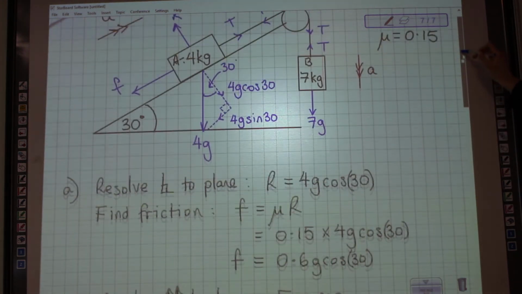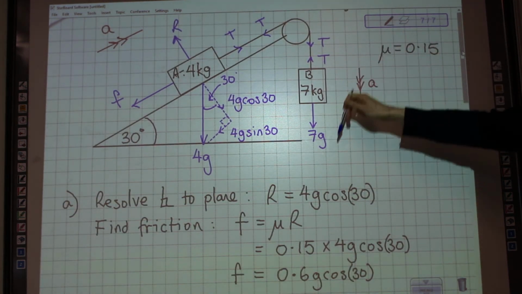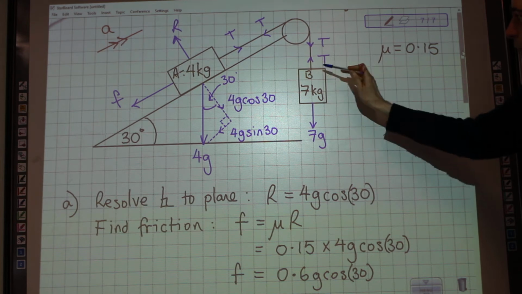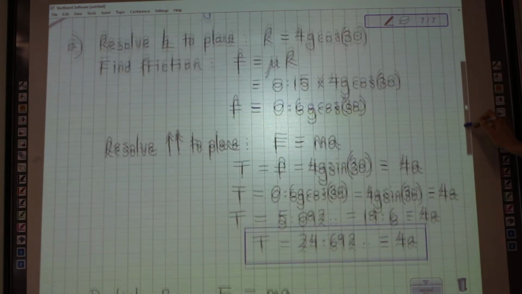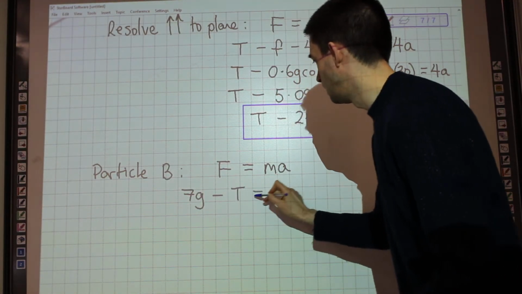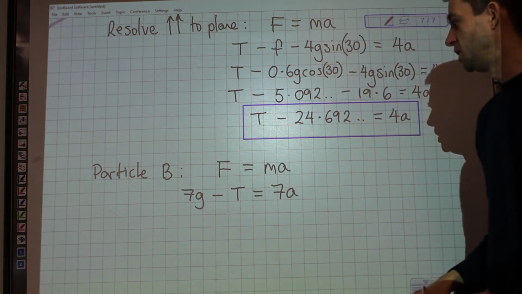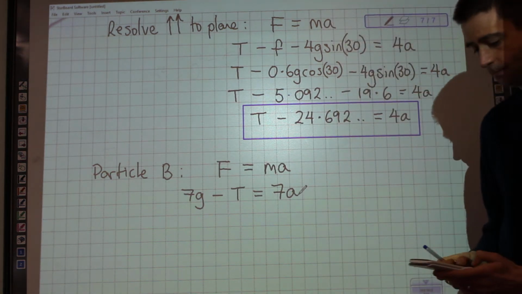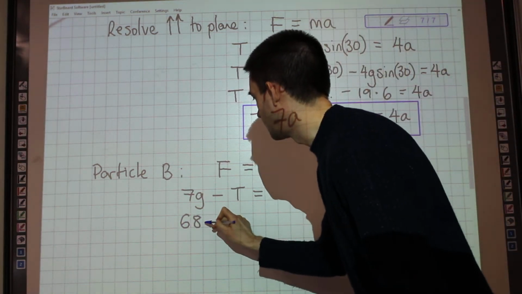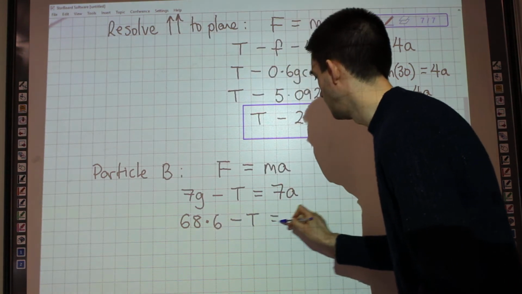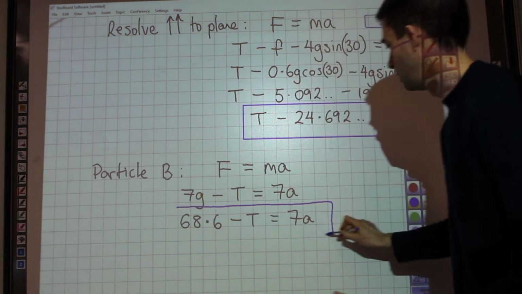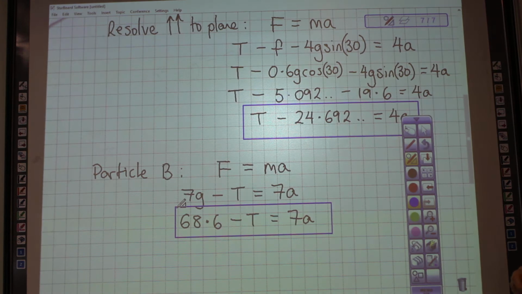Resolving in the direction of motion, which is downwards, that means that for B a downward force is positive and an upward force is negative. So I have 7g acting down, T acting up, so that is the only two forces. So I have 7g minus T equals 7a, which is the mass of particle B. So 7g, 7 times 9.8 is 68.6, minus T equals 7a, and I'll draw a big blue box around that because that is my second equation.